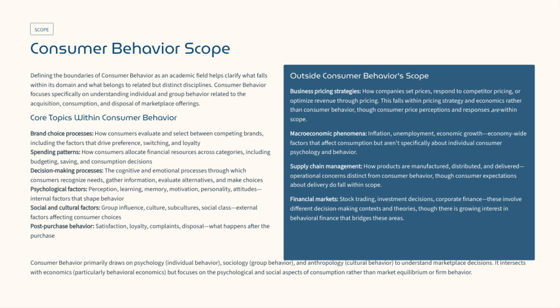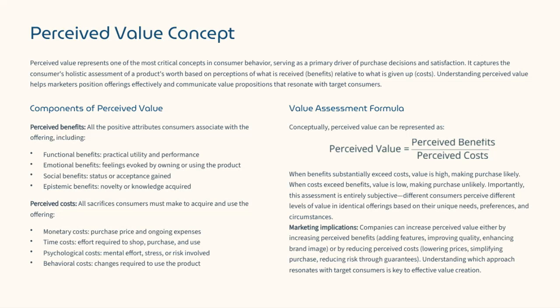marketplace decisions. Let's talk about the marketing implications of perceived value. Companies can boost perceived value in two main ways, either by increasing perceived benefits, like adding features, improving quality, or enhancing brand image, or by reducing perceived costs, such as lowering prices, simplifying the purchase process, or reducing risk through guarantees. The key is understanding which approach resonates best with your target consumers, because that's how you create effective value.